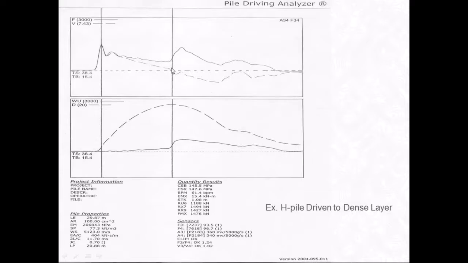And then here's the force and velocity at the pile toe. And you can see from this data, the force is high. The velocity is pretty much 0, so that's an indication that the pile tip isn't moving into the soil.